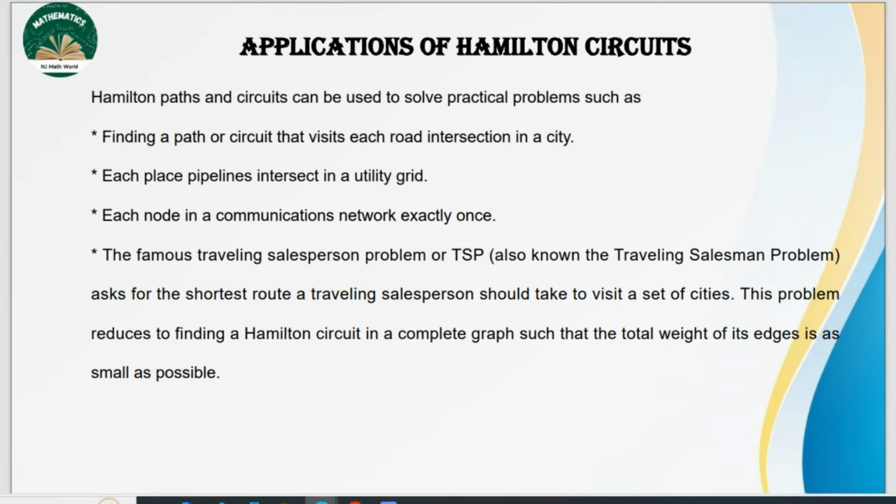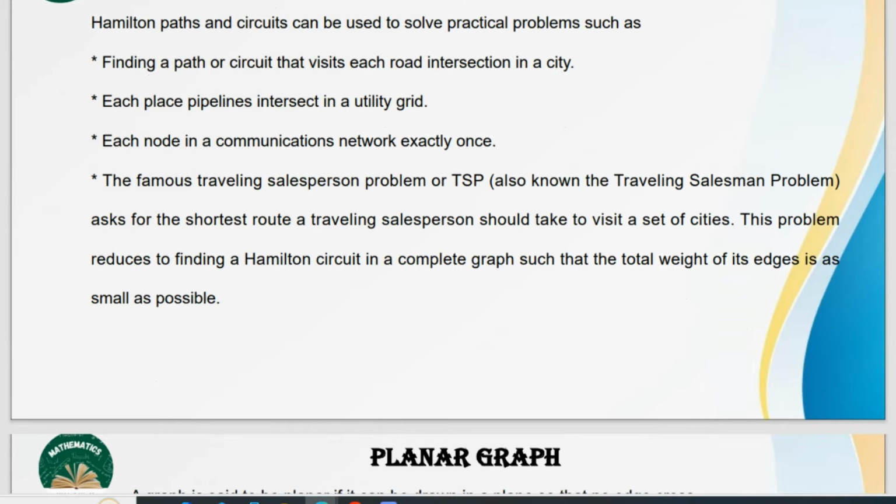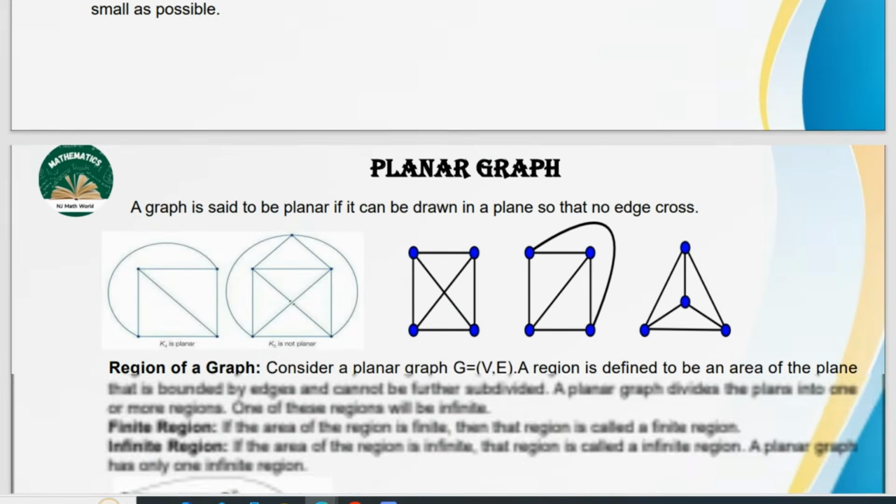Then the next one is applications of Hamiltonian graphs. It is used to find a circuit that visits every road intersection in a city, each place where pipelines intersect in a utility grid, and each node in a communication network exactly once. The famous traveling salesman problem is also an example of a Hamiltonian graph.